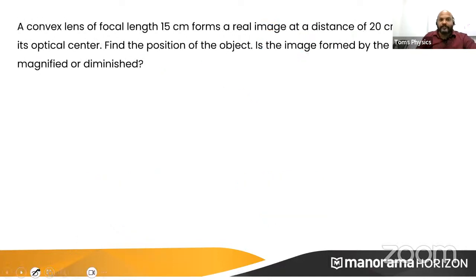All right. So we have covered a lot of distance so far. In this particular problem, a convex lens has a focal length of 15 centimeters. So f is at 15 centimeters on both sides of the lens. It is a convex lens, so it's a converging lens, and a real image is forming at a distance of 20 centimeters from its optical center. Find the position of the object. Is the image formed by the lens magnified or diminished? To answer this problem, we have to use the lens formula.